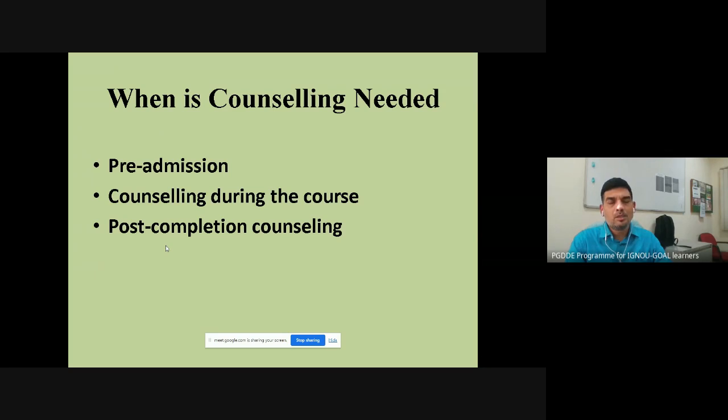Then in the open distance education context, when we are talking about counseling, when exactly may the counseling be needed by the learners? That may be pre-admission. Before taking admission, the learners may seek information about the existence of many programs, the fee structure, the credibility of the degree, the job opportunities after pursuing a certain program, or the various courses of that particular program.